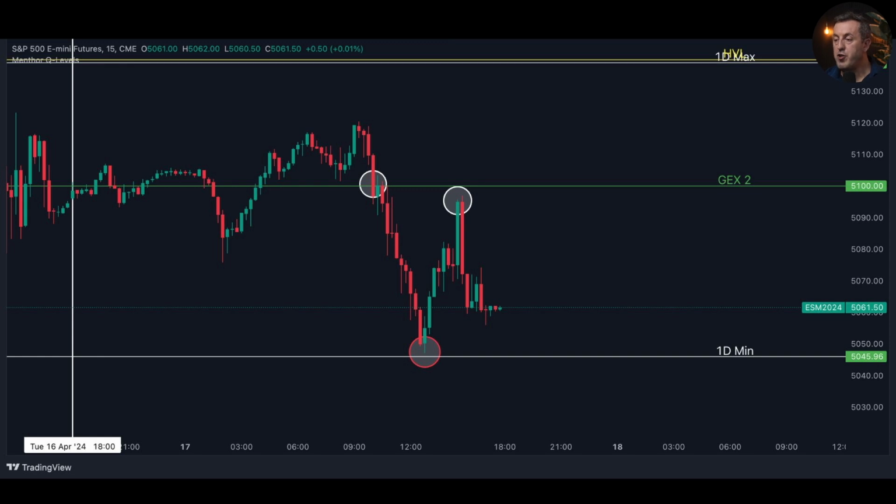Now let's do the same for the ES futures. The breakout of the GEX level 2 could have provided a strong bearish signal. The price then has strong momentum until it reaches the one-day minimum. This exact level stops the break and pushes the price higher to the GEX level once again.